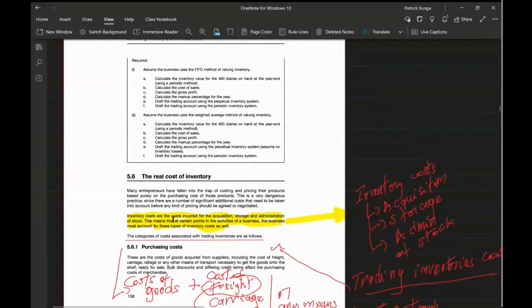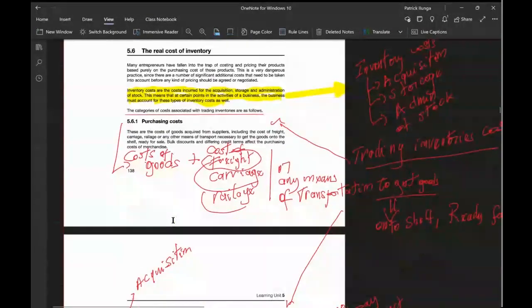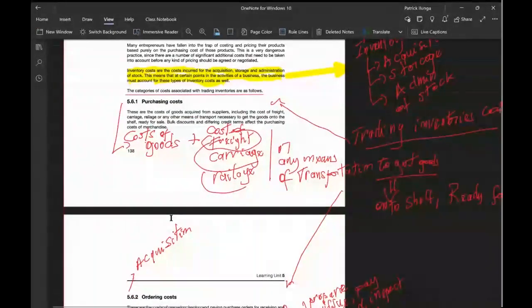So let's come now to the real cost of inventory. There are multiple costs, like I was telling you, and you as an entrepreneur need to know what on earth is going on. There are too many. For example, purchasing cost. Yes, you purchase the good, but you must also take into account freight, carriage, railage. You have to take all those into account.